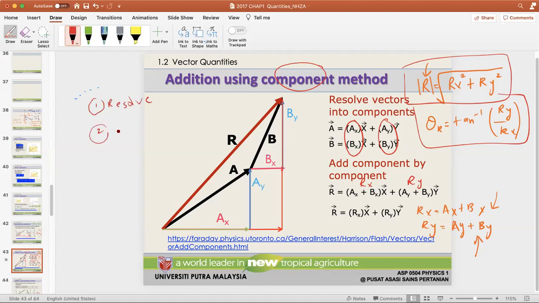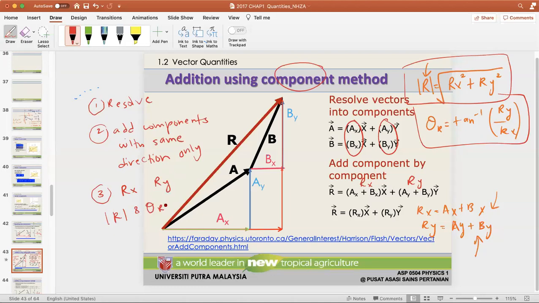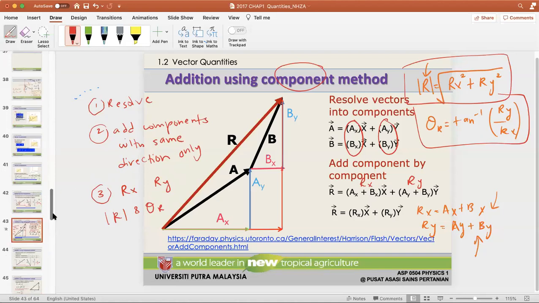Number 2, add components with the same direction only. X with Y cannot be added. Wrong. Components with the same direction only. Once you have the Rx, the resultant X, and the resultant Y, you find the magnitude and the theta of R. Okay. It's pretty simple, but you need to remember the steps.